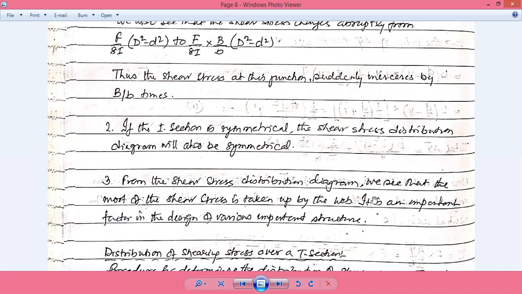From the shear stress distribution diagram, you see most of the shear stress is taken up by the web itself because its thickness is less than the flange. It is an important factor in the design of various important structures.